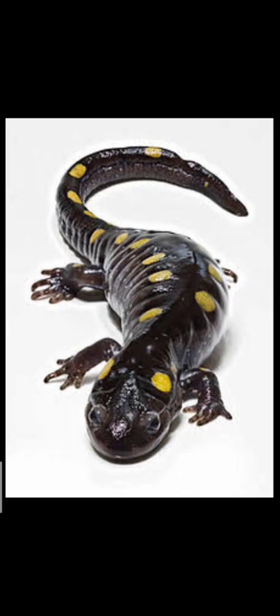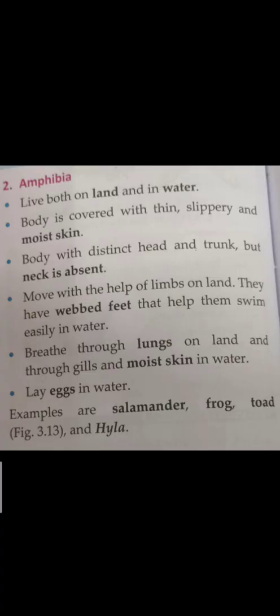See, this is a picture of a salamander which belongs to the class Amphibia. Its body is thin, shiny, slippery, and moist. Body has a distinct head and trunk, but the neck is absent. So they do not have a neck. The body is divided into two parts: head and trunk.